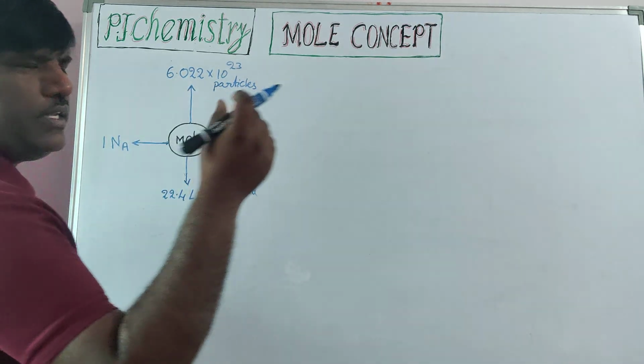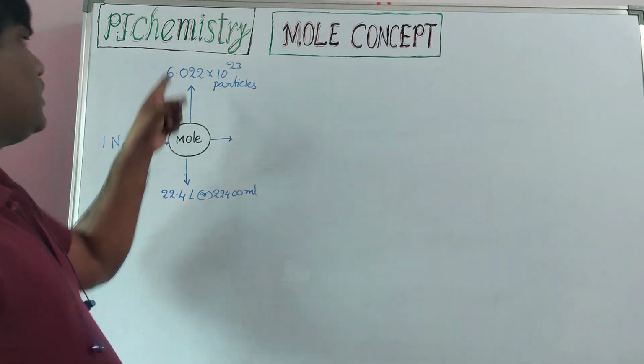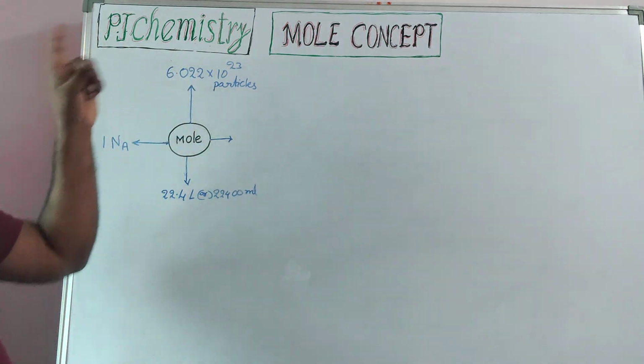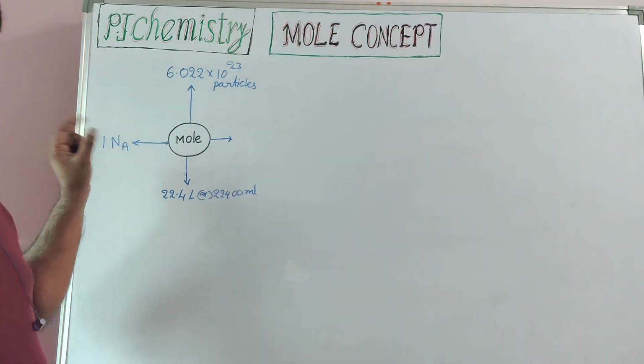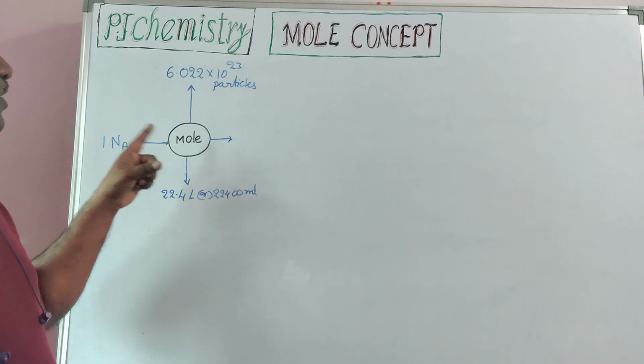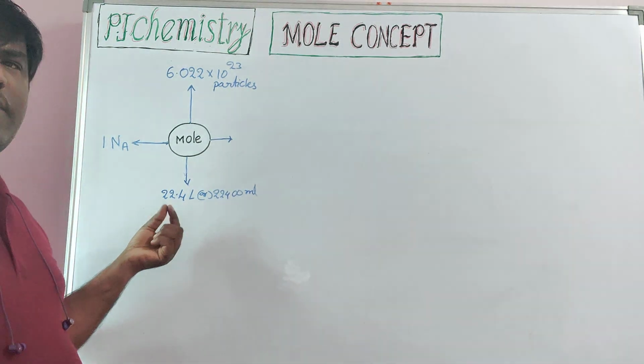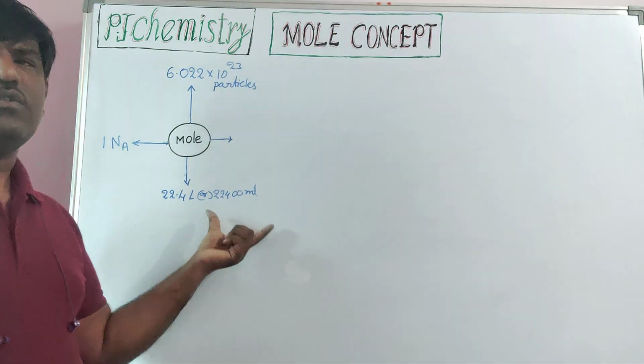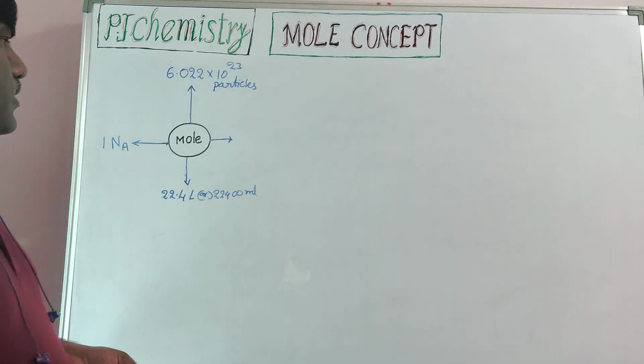One mole of any substance contains how many particles? 6.022 into 10 to the power 23 particles. One mole is nothing but how many Avogadro numbers? One Avogadro number. One mole occupies how many liters? 22.4 liters or 22,400 milliliters.